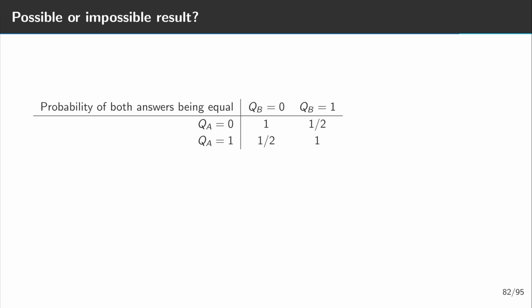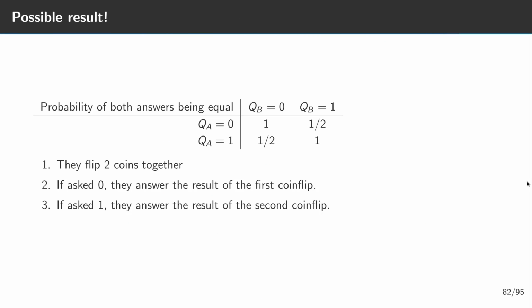You're wrong. Both of you. Okay. There's actually a really simple way that they can do that. When they are together and can come up with a plan, they both flip 2 coins together. And if they ask 1, they answer the result of the first coin flip. And if they ask 2, they answer the result of the second coin flip. That way, they always answer the same if the question is the same, simply because they looked at the same coin flip. And if the questions are different, they look at different coins, and only in half the cases they answer the same.